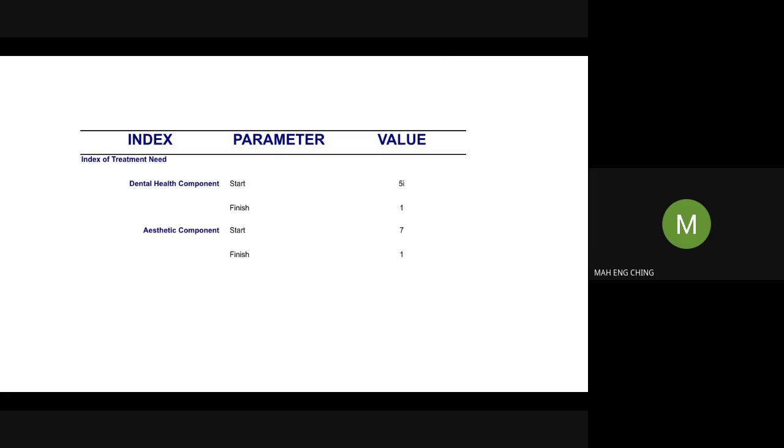So I sometimes use this IOTN to grade the patients. Before we start, maybe this patient has a 5i, which is impaction, not visible in the mouth, total impaction, so we give the 5i. Then when we finish, we give the patient a score of 1. So from 5i to 1. For the aesthetic component, sometimes I give 7, which means they are quite severe, and when we finish, we give them 1. So that's how we see the improvement using the IOTN score.